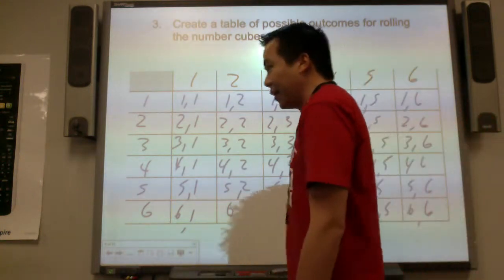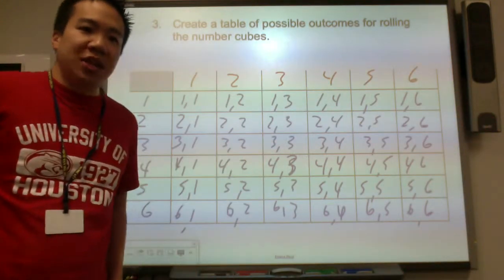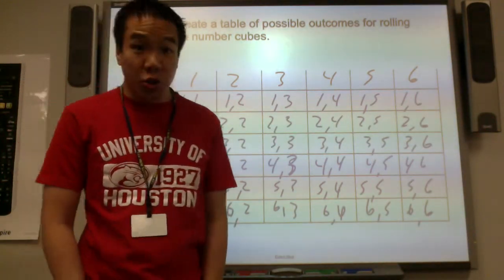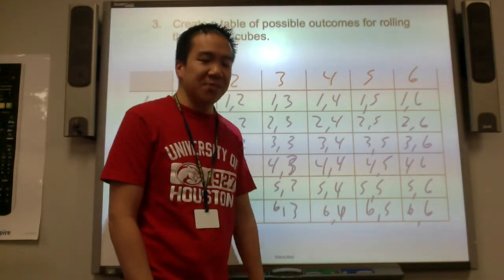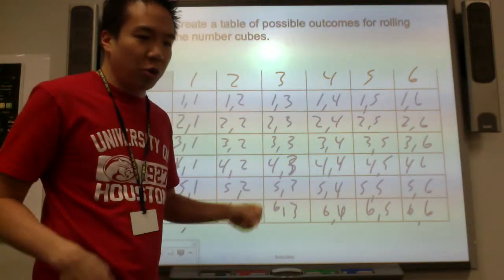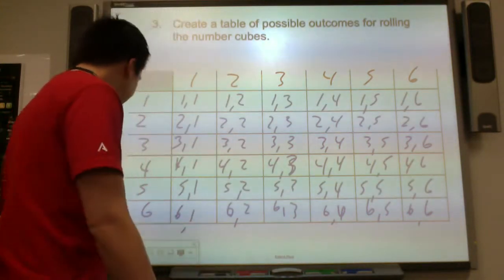So, how many possible outcomes can you get when you roll 2 number cubes? 6 times 6, 36. There are 36 possible outcomes when you roll 2 number cubes and find the sum of it.